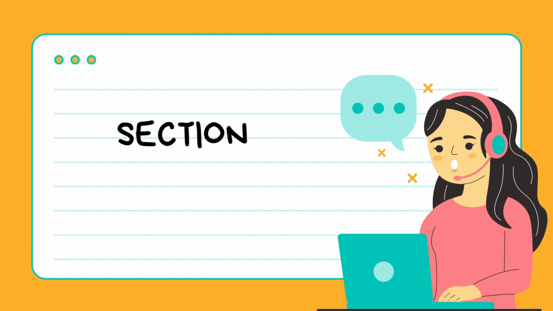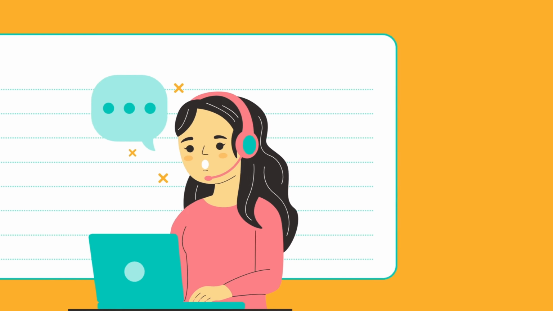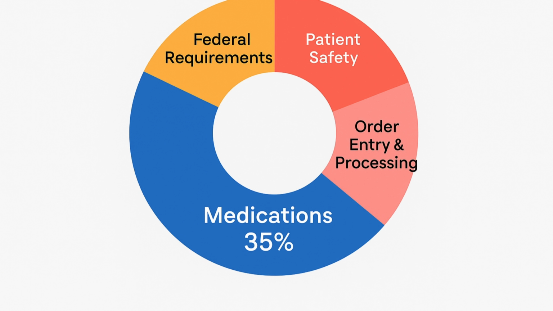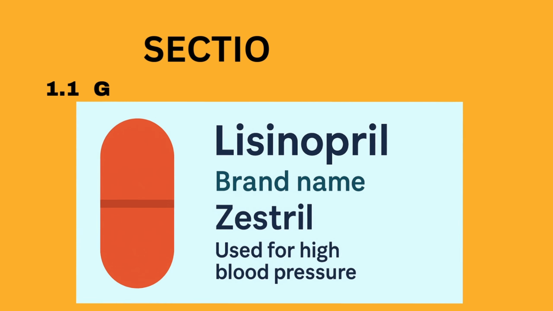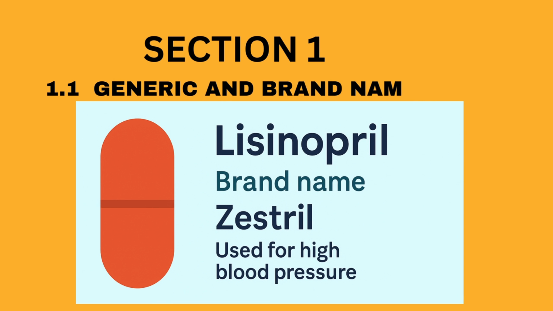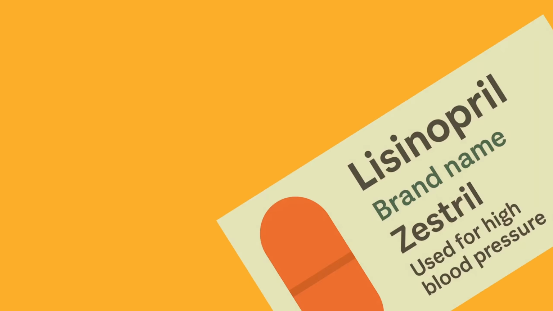Let's get started. Section 1. Medications. 35% of the exam. The biggest part of the exam is medications, making up more than a third of your score. This section expects you to know generic and brand names and classifications. Example: lisinopril is generic, Zestril is brand. It's an ACE inhibitor used for hypertension.